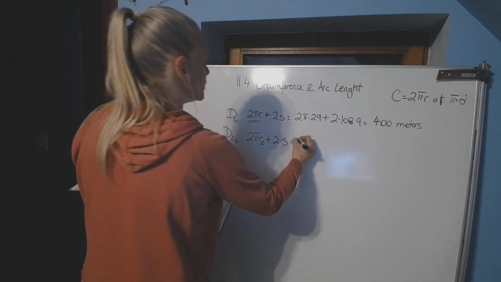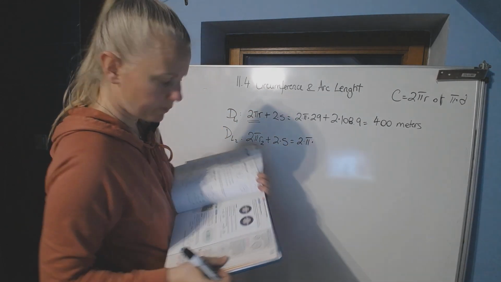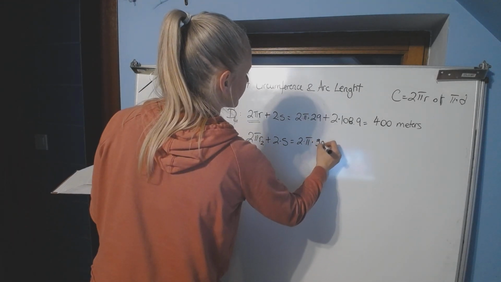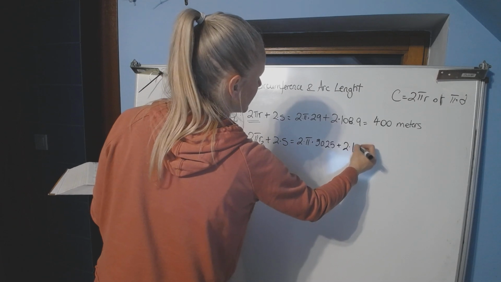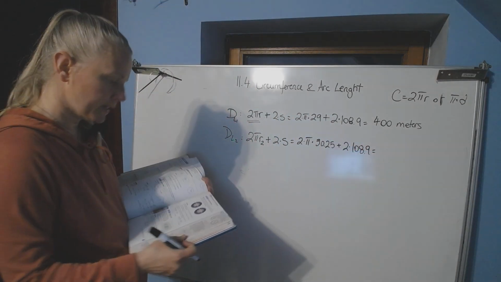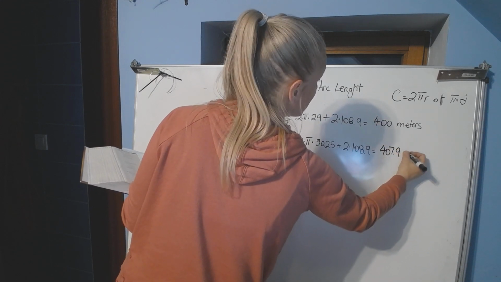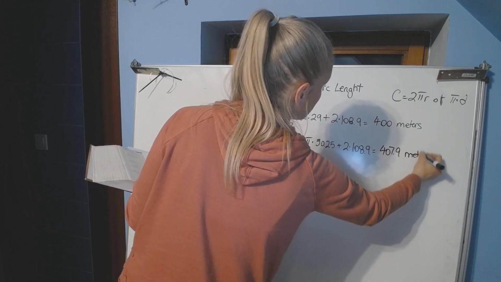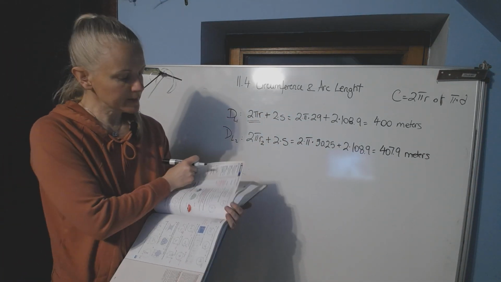This becomes 2 times pi times my second radius, which is 30.25, plus 2 times S stays the same, 108.9. And then when you put that in your calculator, that becomes 407.9 meters, which you could probably round to 408. Does this make sense how it went?